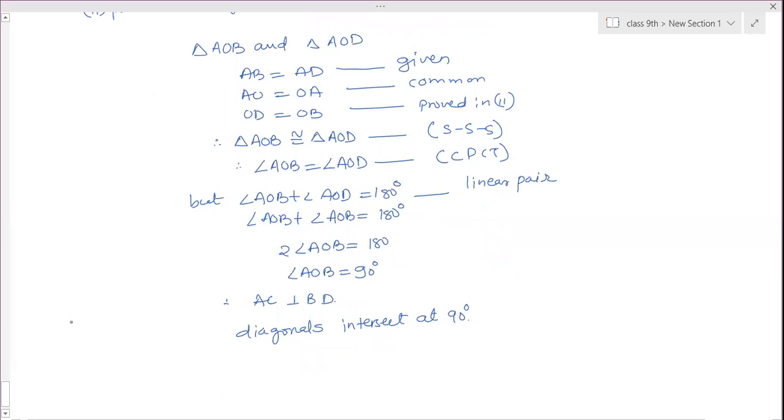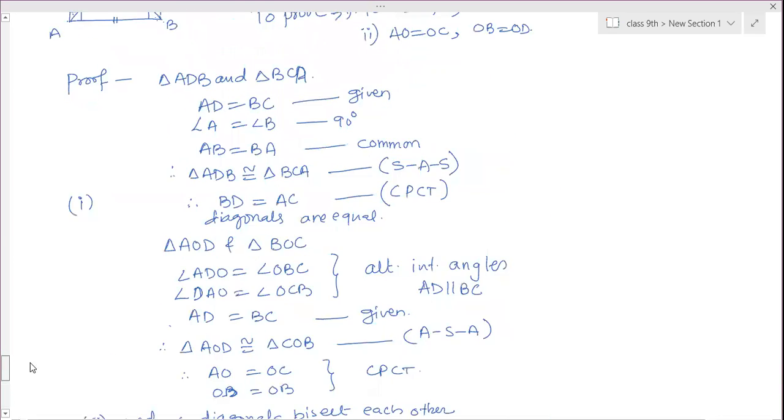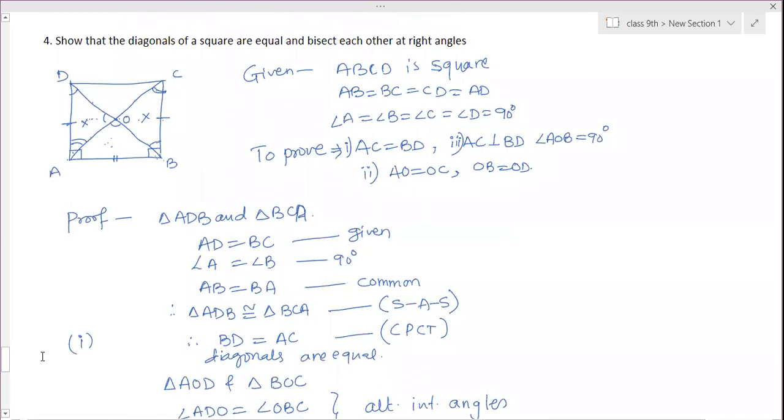Three congruencies to prove three things. Is it clear? Yes, ma'am.